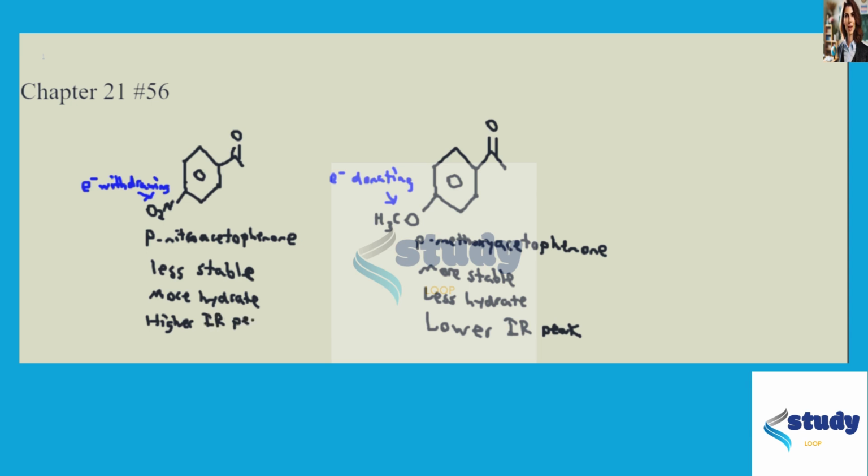Okay, and that addresses the three questions that we were asked about these molecules. Again, the answers can really be found and rationalized just by invoking the electron withdrawing and electron donating effects of the ring substituents, and the fact that these carbonyls are in conjugation with the aromatic system. And that's the answer to Chapter 21, problem number 56.